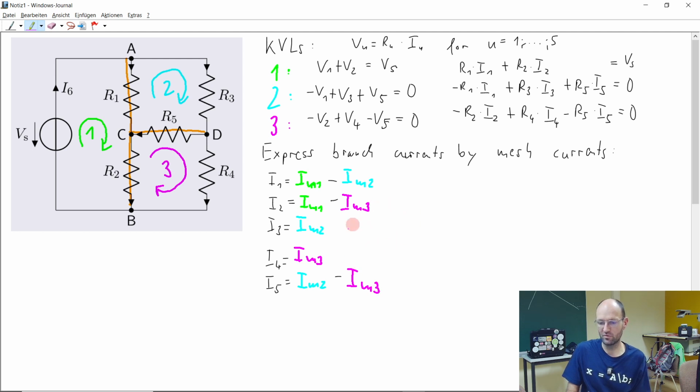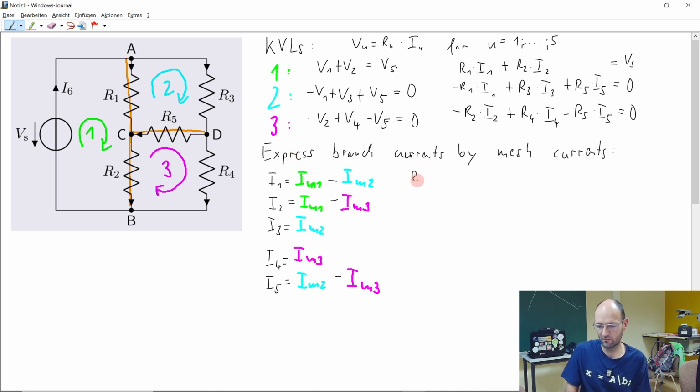And so the next step is we take all these equations and insert them here into our Kirchhoff's voltage laws. Because we then express our 5 unknown branch currents with only 3 mesh currents, we get only 3 unknowns anymore in our system of 3 equations. So we should be able to solve it. Okay, I won't take all the colors this time, but just rewrite it like this.